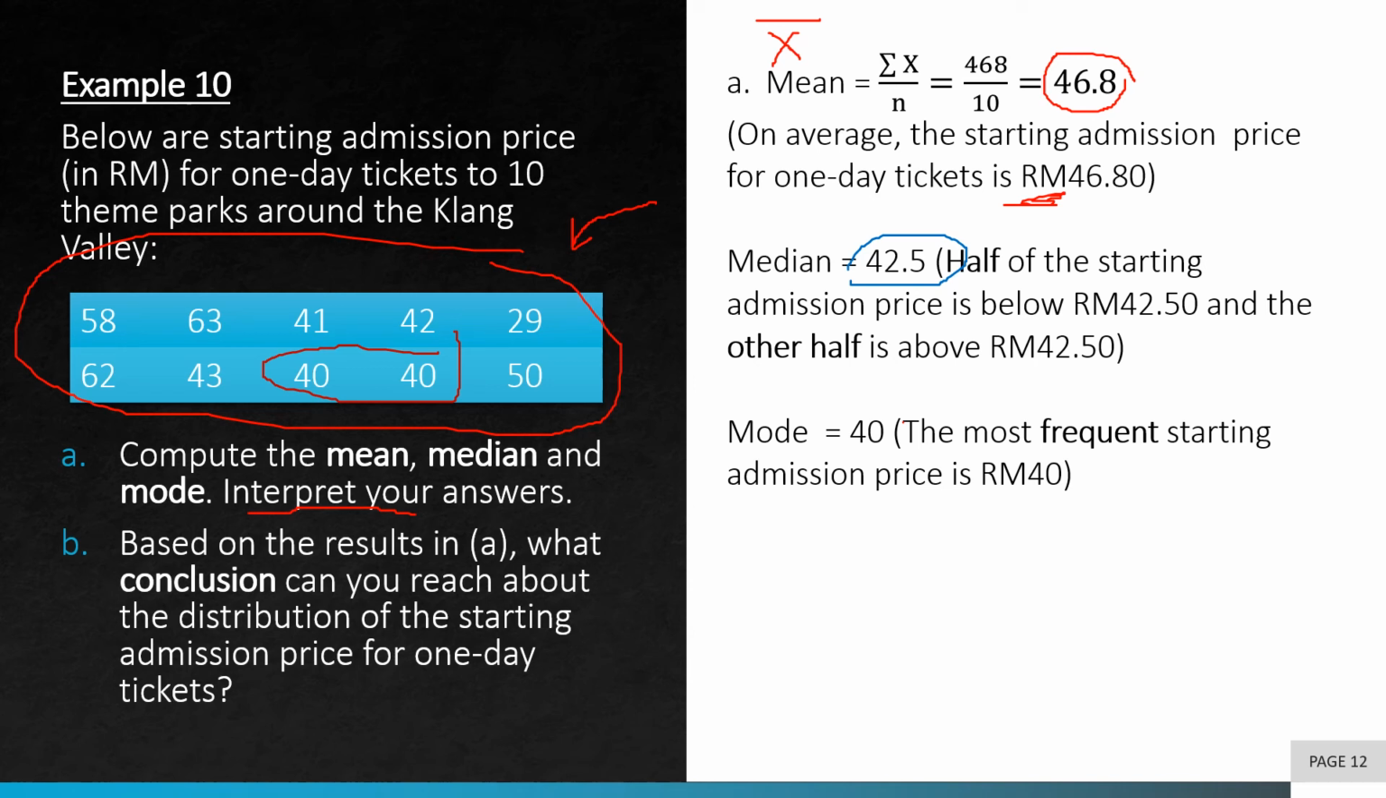So now you already have your mean, median, and mode. What conclusion? When they ask you about conclusion, basically they're asking you what's the shape of your distribution. Okay, so let's have a number line here. Right, so which is more? Okay, you can see mode. Okay, let's start with mode. Oh, okay, we have 40.